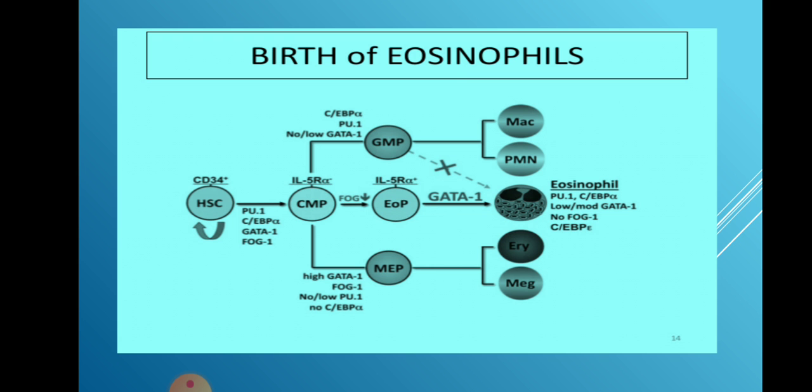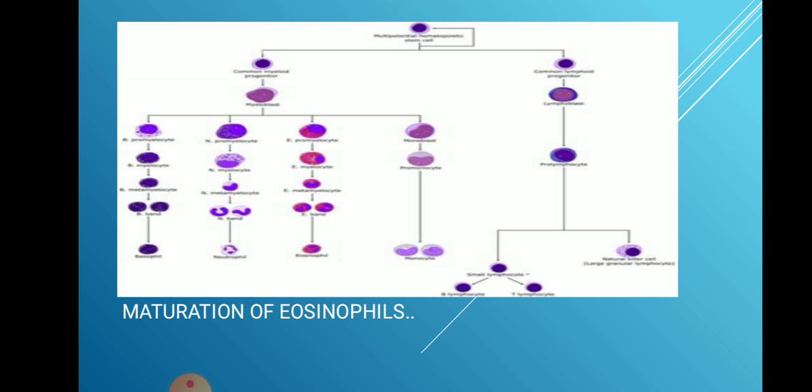This is the image showing development of eosinophils. The CD34 positive hematopoietic stem cells convert into eosinophils with the help of transcription factors FOG, GATA1 and PU1. In this image, we can see various stages of eosinophils like promyelocyte, myelocyte, metamyelocyte, band forms of eosinophil.